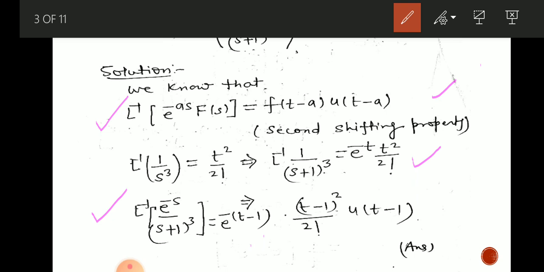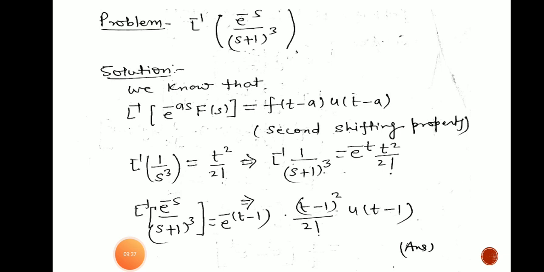Okay, so clearly this term is equal to e to the power minus (t minus 1) into (t minus 1) whole square upon 2 factorial into u(t minus 1). Okay, now look at, so this problem is based on second shifting property and first shifting property, and this problem is based on basic property or basic formula of Laplace inverse transform.